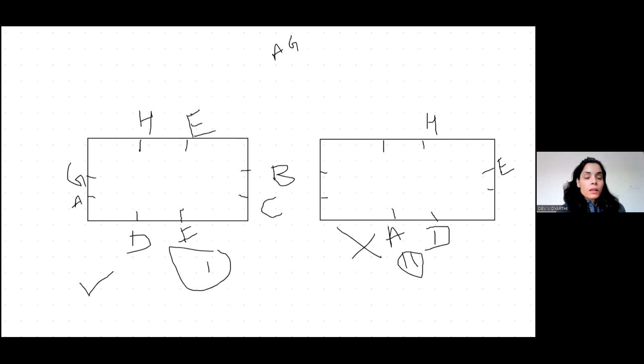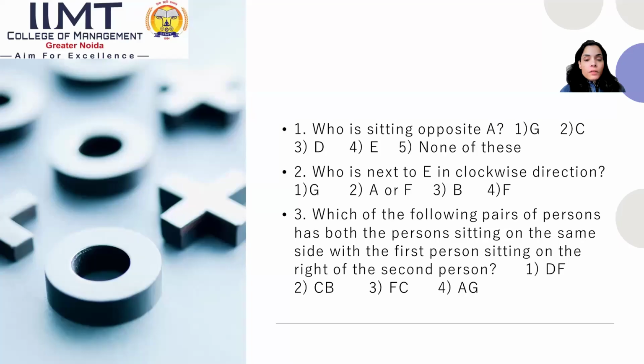Now we will move to our questions and see what is asked on this information. With that information, we will solve these questions. Who is sitting opposite A? As we solve that question, we find that C is the opposite of A.